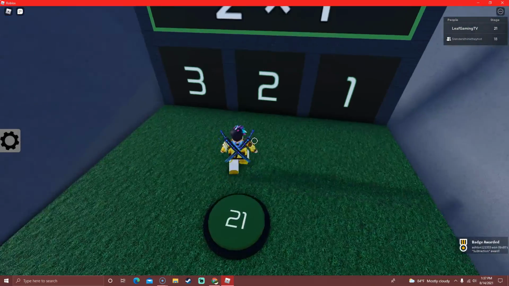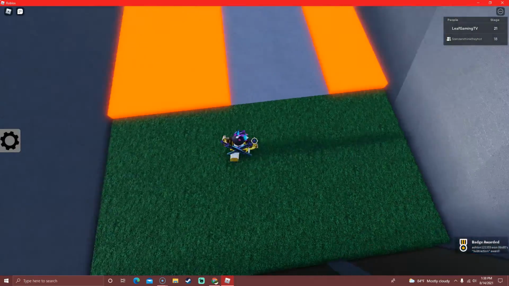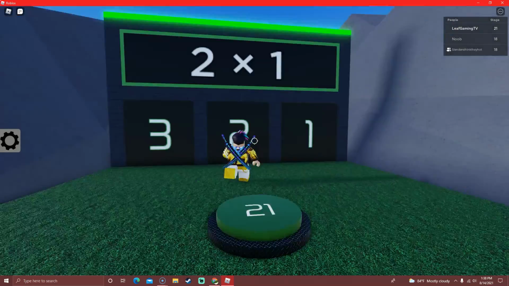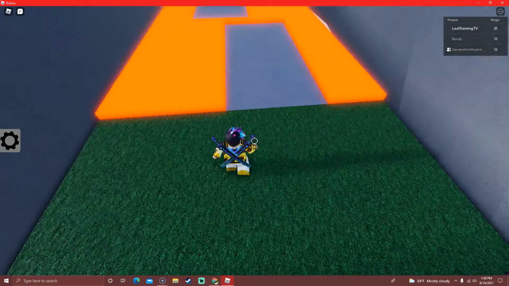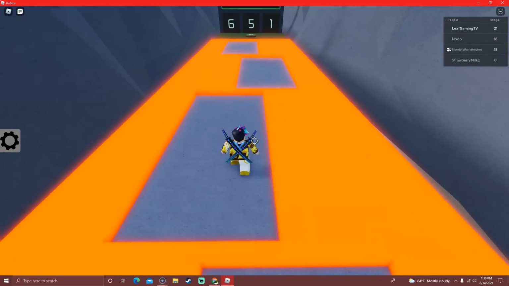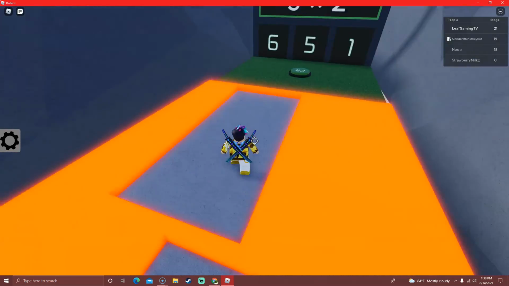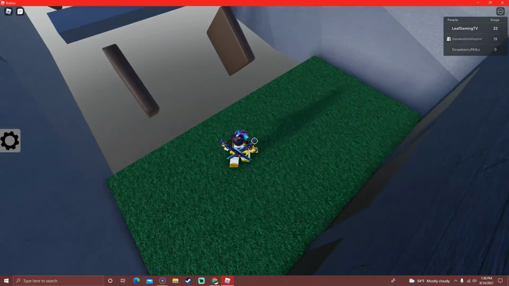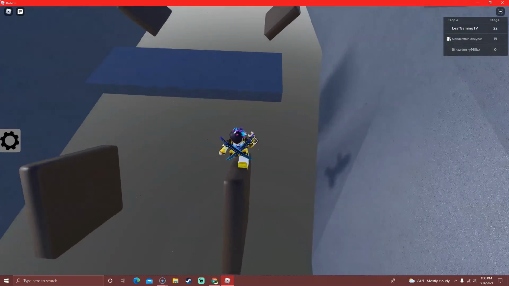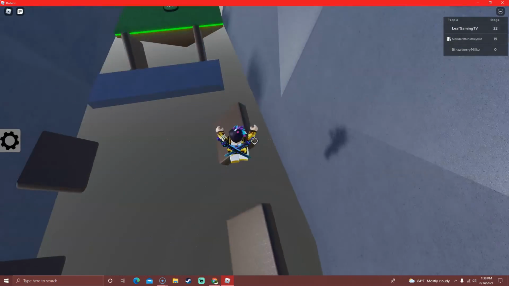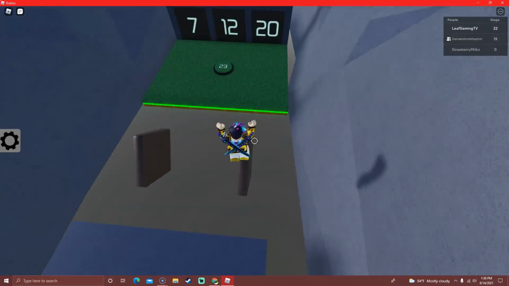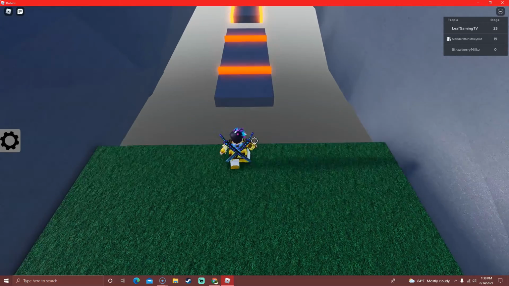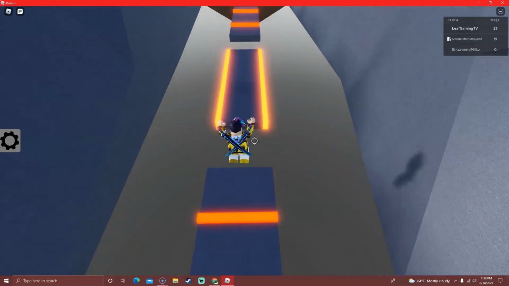Let's do it. Okay, this is easy multiplication. It's kind of a refresher. Oh! Stages are a little harder. Okay, 3 times 2 is 6. Okay, the stages are harder for sure. I think I have low gravity though right now, which I think is pretty cool. So 4 times 3 is 12.